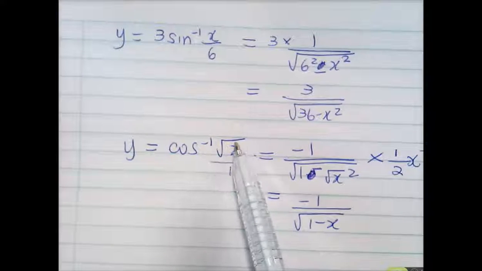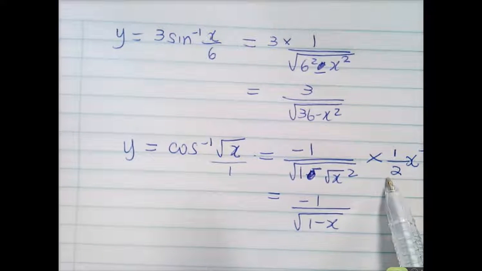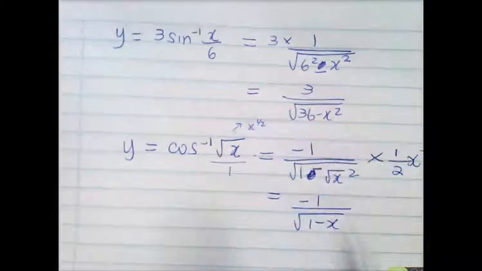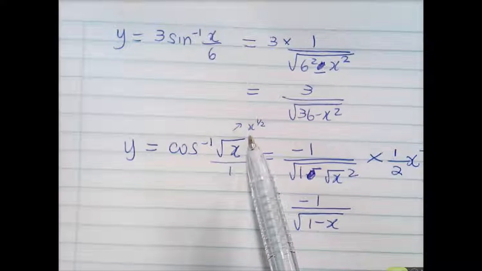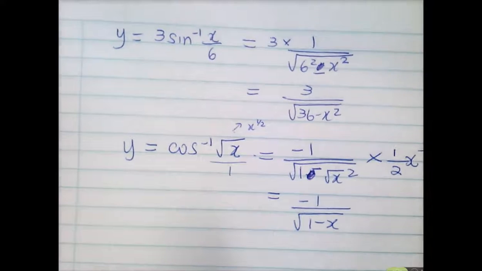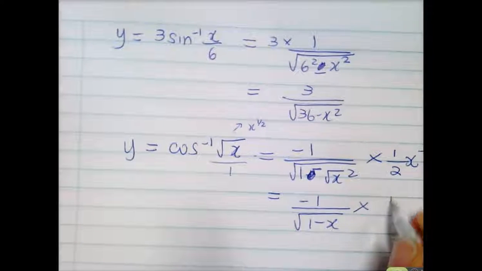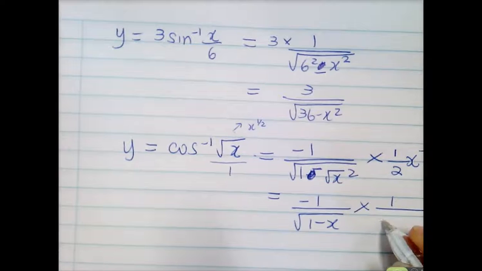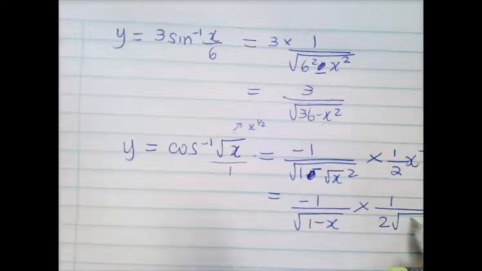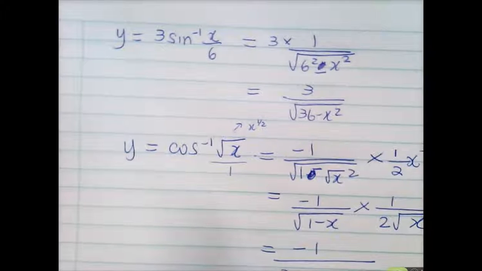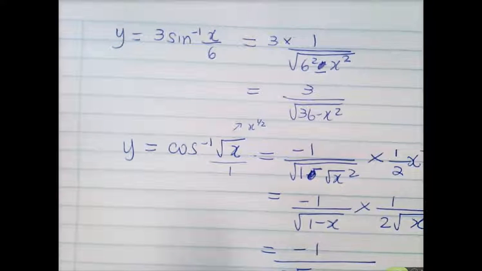You know, x to the half, you have to differentiate it. So this is x to the half. You bring the half to the front, x to the negative half, because a half minus 1 is negative a half. So times 1 over 2, the square root is down the bottom. So it becomes negative 1 over 2 root x times root 1 minus x.